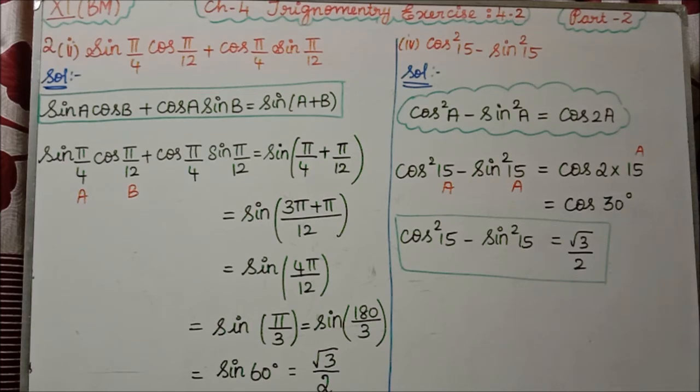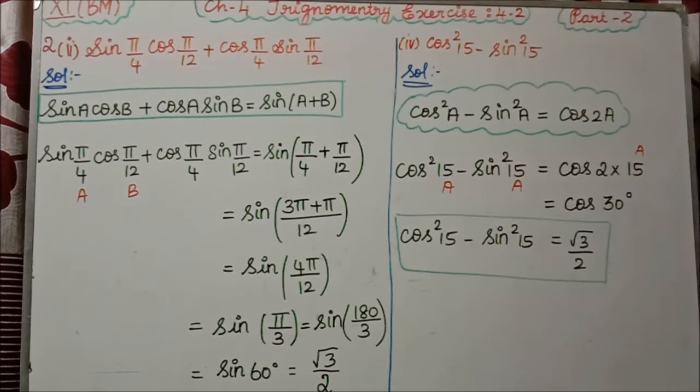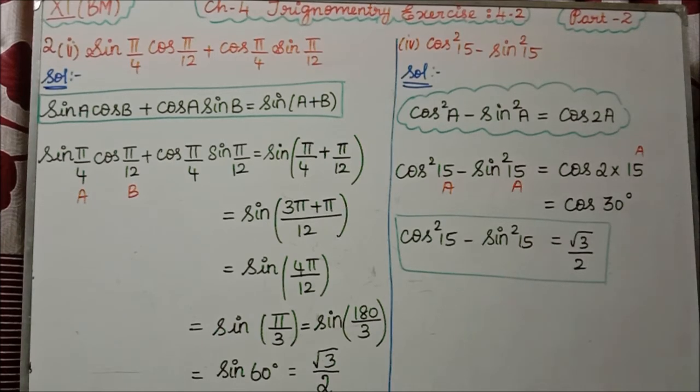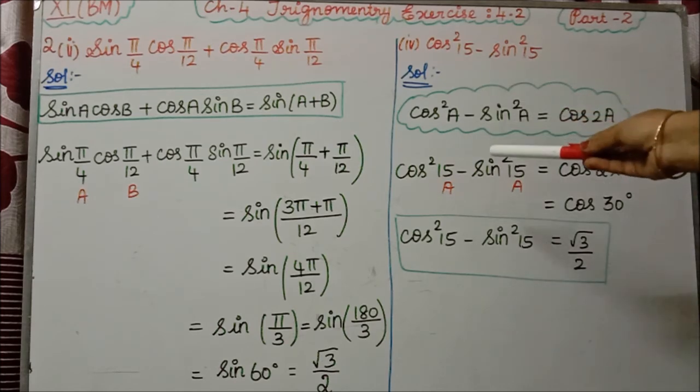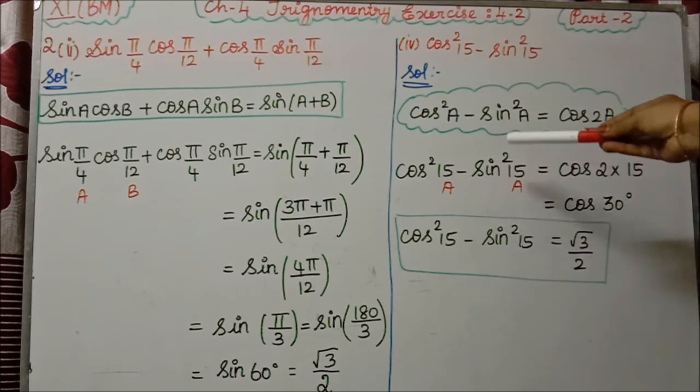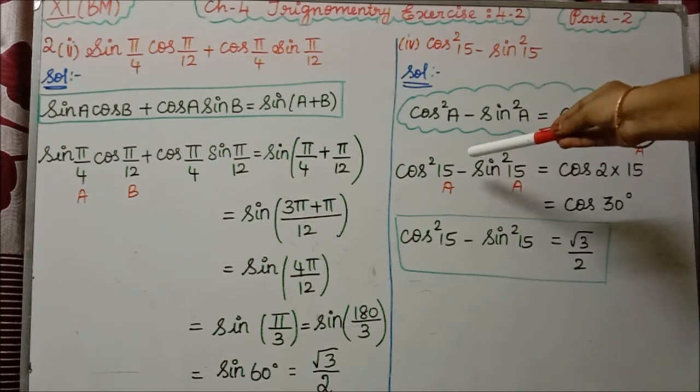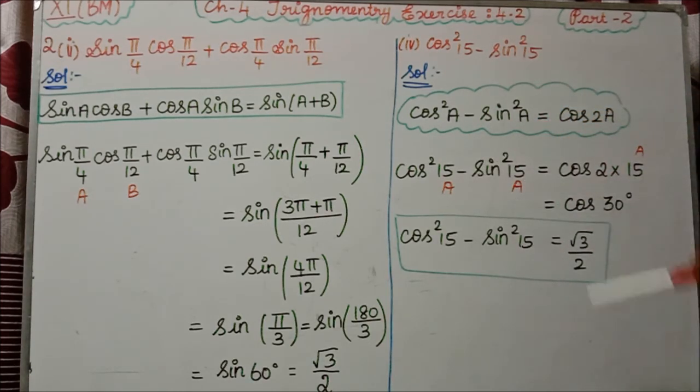Clear? Likewise, see the fourth subdivision: cos square 15 minus sin square 15. For both terms we have squares, and for that we have one formula. This formula we have not seen before. Now I will explain. Cos square A minus sin square A, the formula is cos 2A. What is the formula? Cos square A minus sin square A is equal to cos 2A. I am writing the question: cos square 15 minus sin square 15. Here 15 is A, 15 again is A, equal to cos 2 into A.